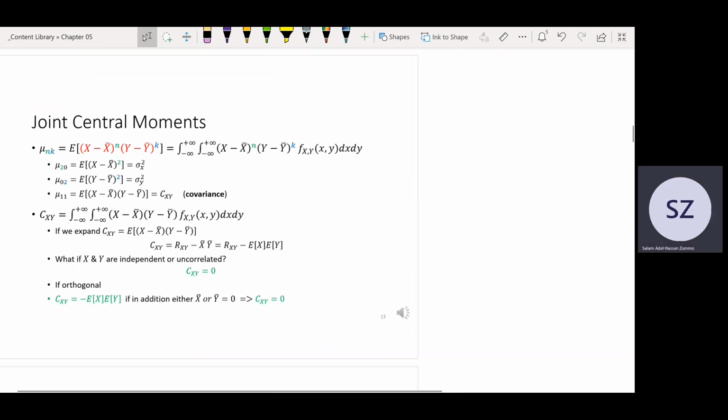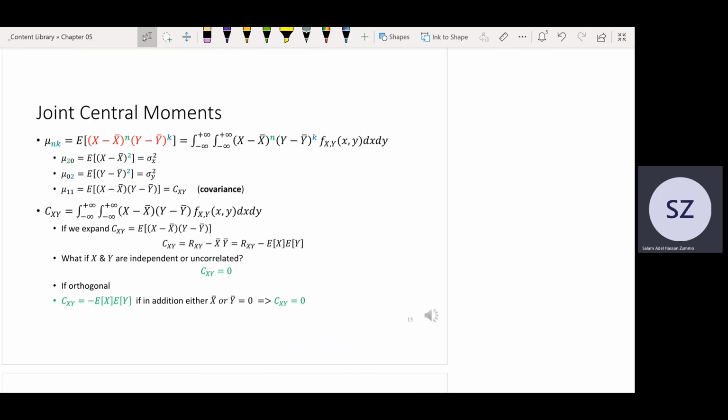Now let's talk about the central moments. We'll define them, but we will focus on one very specific central moment. Remember the moments around the origin, we talked about m n k, right? Which was expected value of x to the power n, y to the power k. We said that this is one of the moments around the origin with order equal n plus k, and the most important one was the expected value of x y, which is equal to a.